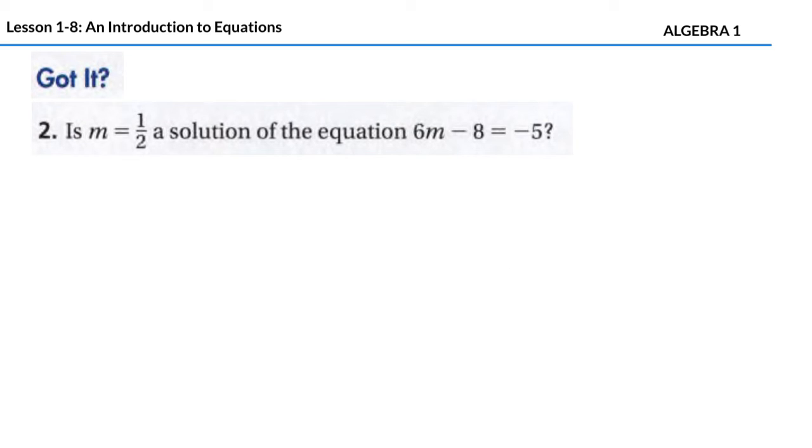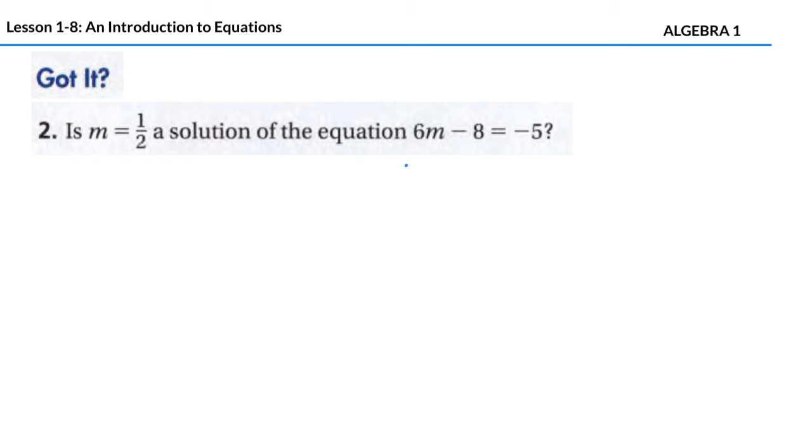Is m equal to half a solution of the equation 6m minus 8 is equal to negative 5? So how do you figure out whether half is a solution of this equation? Take the value of m, which is half, plug it into the equation for m over here, and then see what you land up with. So let's check that out.